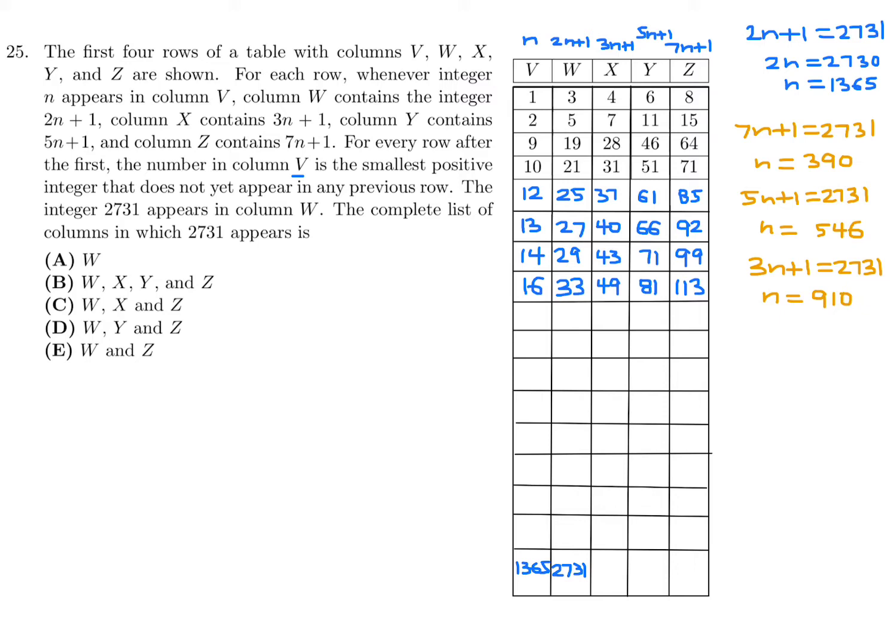Okay, so let's see here. We have to figure out if this is possible. You might initially think, well, it seems like 390, 546, it seems like it's going to appear in all of them, so the answer is B. But that's not necessarily true. It's only true if these actually appear in V. So if 910 actually does appear there, I'm just going to write it in there for now, but I've got to prove that it appears there. 546 and 390.